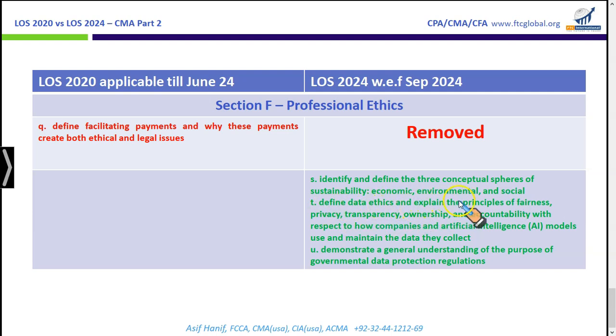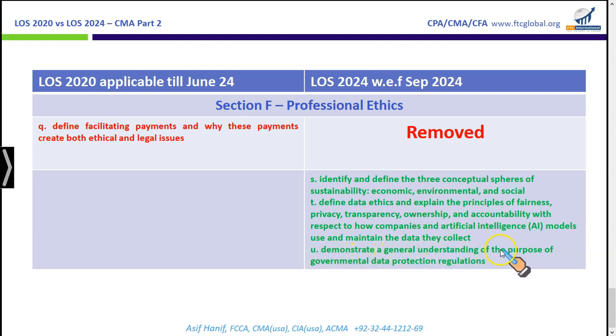Define data ethics and explain the principles of fairness, privacy, transparency, ownership, accountability with respect to how companies and artificial intelligence models use and maintain the data they collect. Fairness involves ensuring unbiased and equitable treatment of individuals. Privacy, protecting personal information from unauthorized access and misuse. Transparency means being open about data collection and usage. Ownership, recognizing individuals' rights over their own data, and accountability means holding organizations responsible for how they use and protect data.